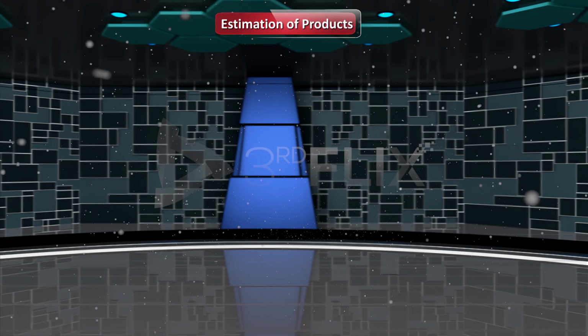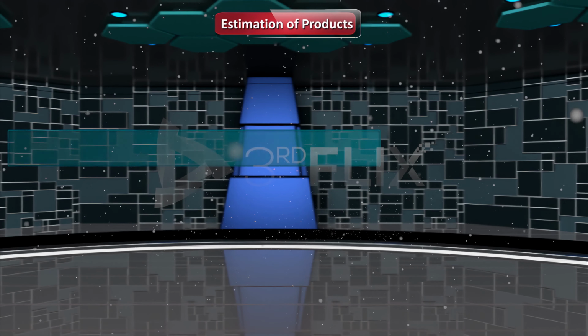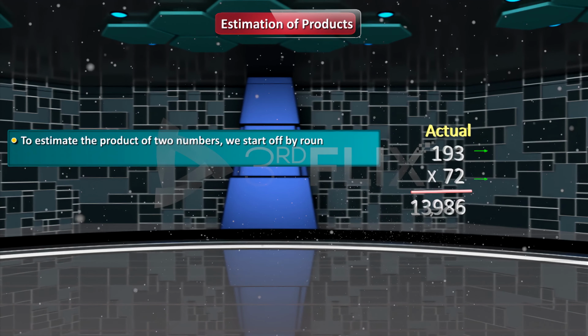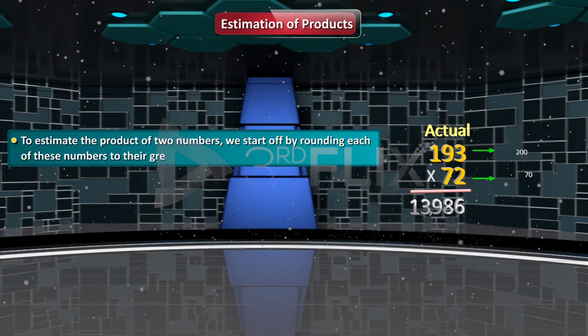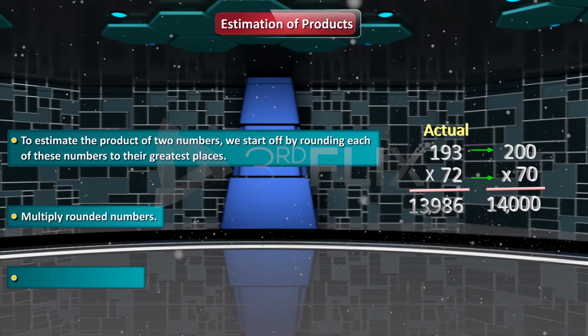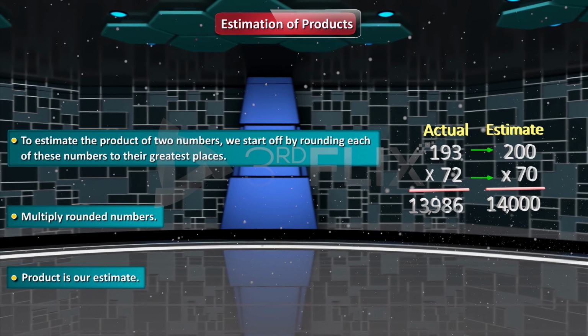Estimation of products is much simpler and ordered. Whenever we need to estimate the product of two numbers, we start off by rounding off each of these numbers to their greatest places. Further, we multiply these rounded numbers. This product is our estimate.